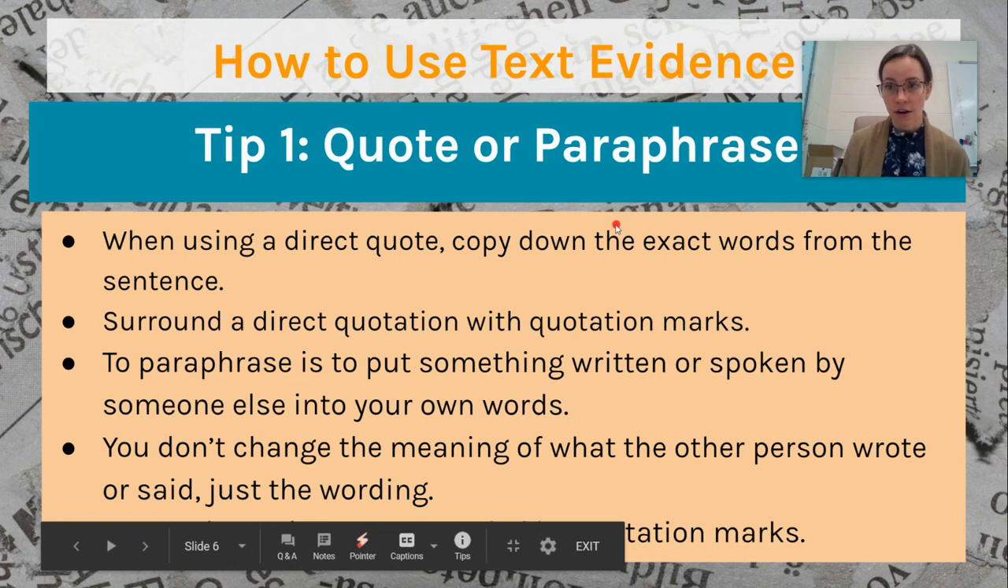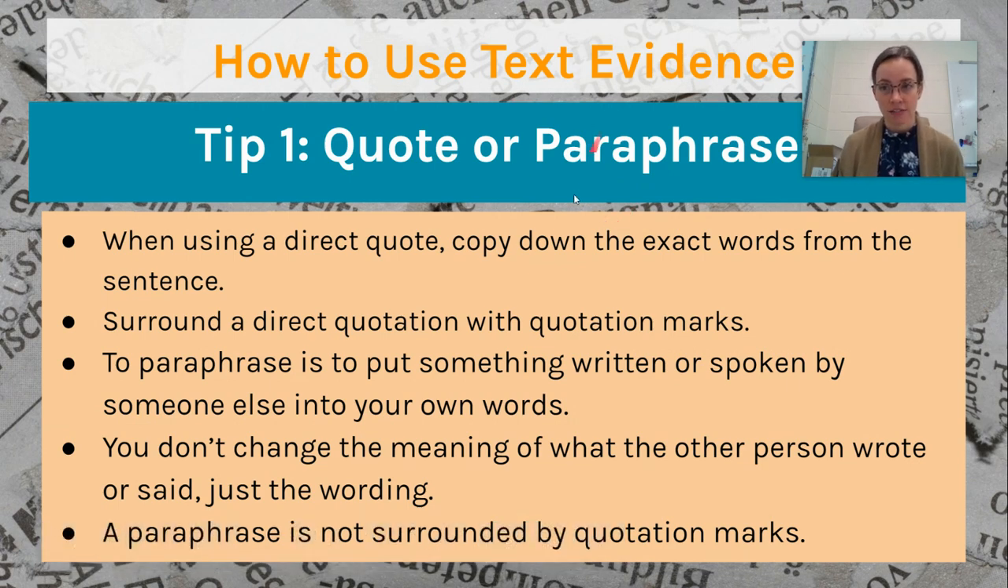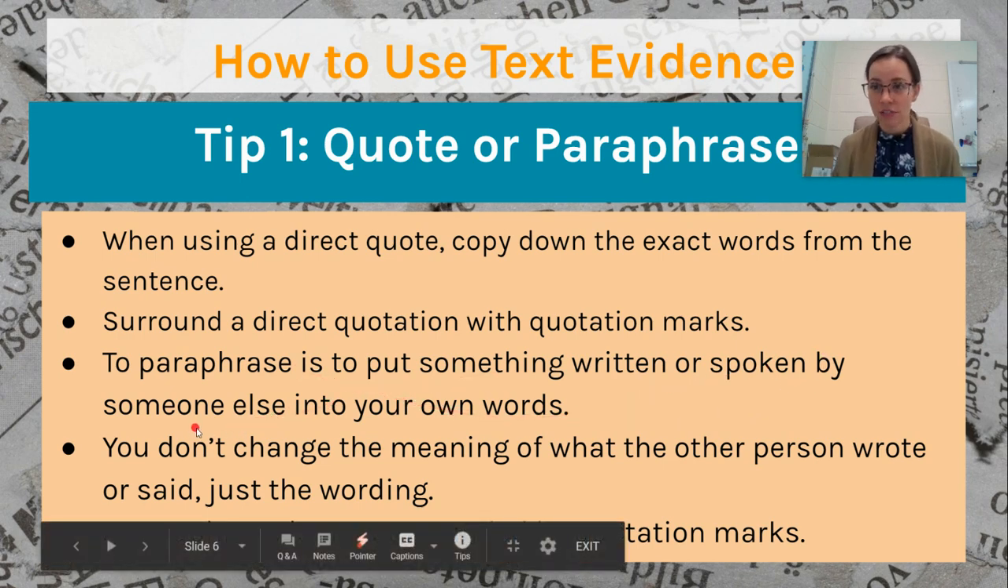Now, here are 3 tips for using text evidence in your writing. The first tip is quoting or paraphrasing. When you're using a direct quote, you should copy down the exact words from the sentence. You cannot make anything up here. You should also surround a direct quotation with quotation marks. And to paraphrase, which is another strategy, is to put something written or spoken by someone else into your own words. You don't change the meaning of what the other person wrote or said, only the wording.